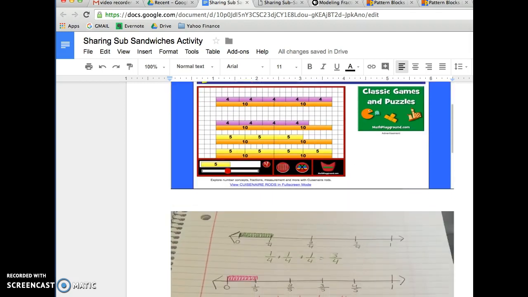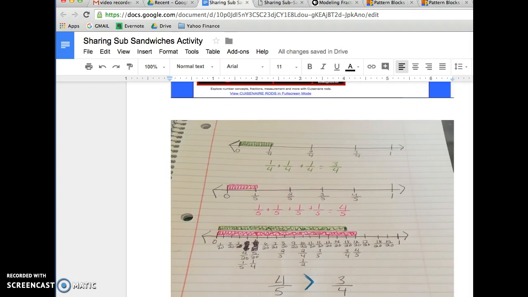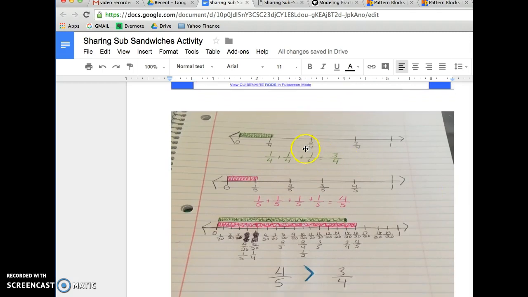You can also see this using a number line, the linear model. I started by showing that the 4 students sharing 3 subs are going to get 1/4 of each sub, and in the end, they're going to get 3/4. And then looking again at the 5 students sharing 4 subs, they're going to get 1/5 of a sub, and in total, they're going to get 4/5 because they're sharing 4 subs.